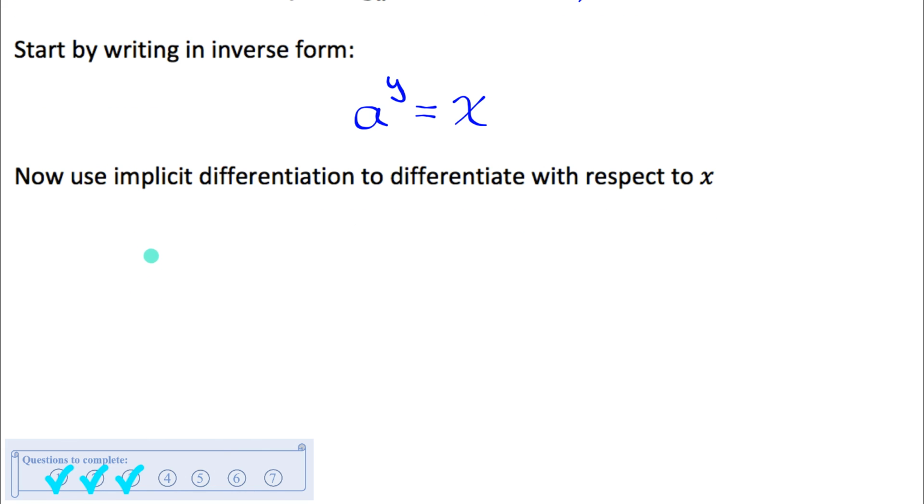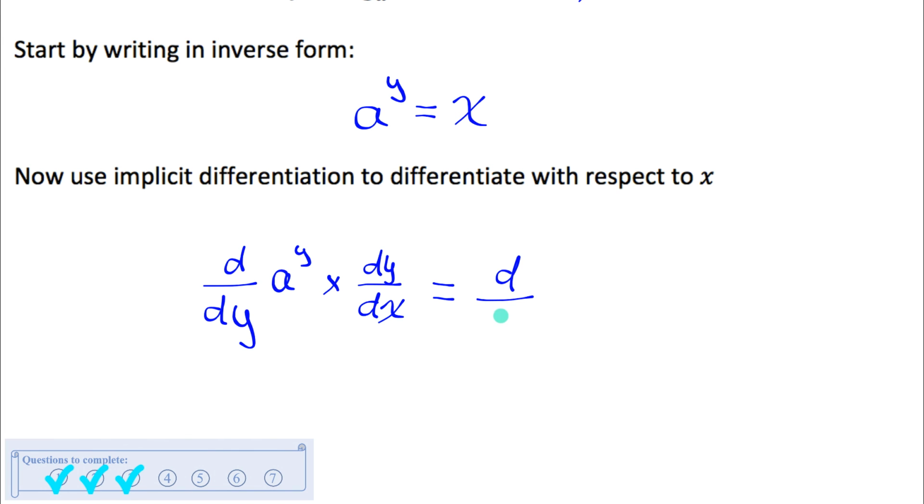So if I want to use implicit differentiation to differentiate this with respect to x, well, I would need to differentiate a to the y with respect to x, but it's a function of y. So I would need to differentiate it with respect to y first. So I'll find the derivative of a to the y with respect to y first, as long as I then multiply that by dy over dx. And I'll have to differentiate the right side as well. And that's a function of x, so that's easy to do.